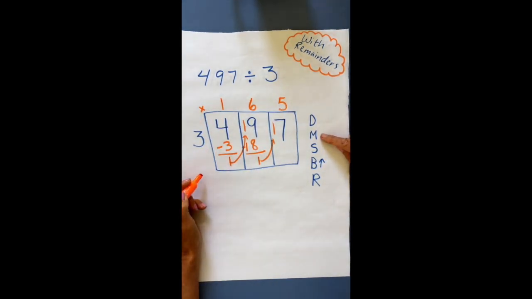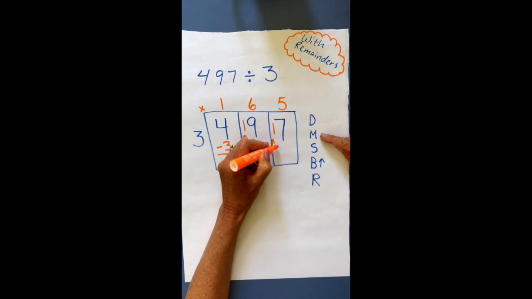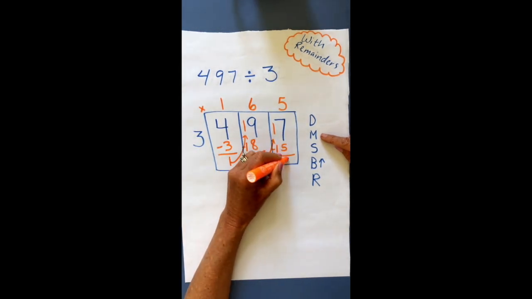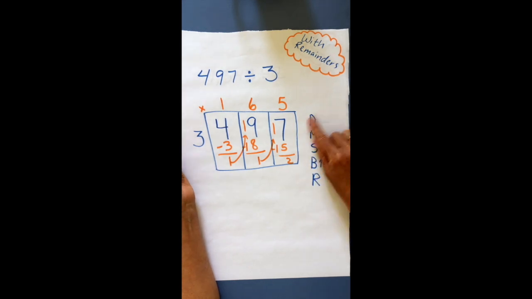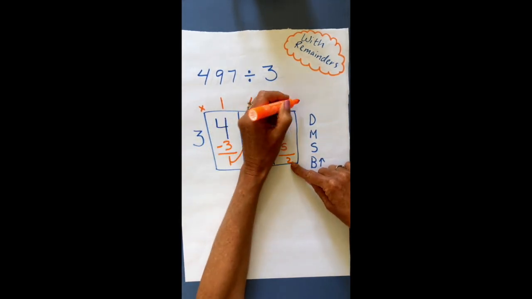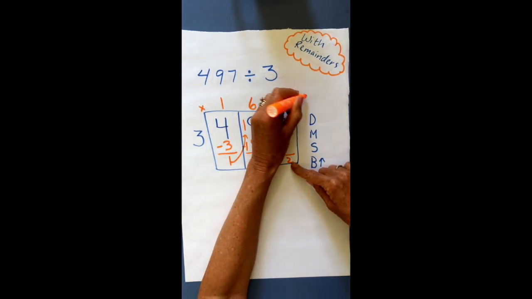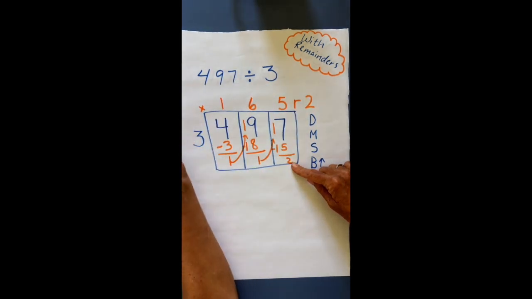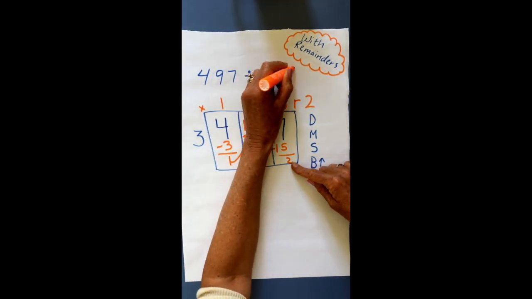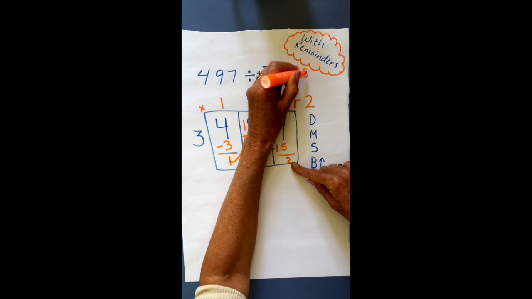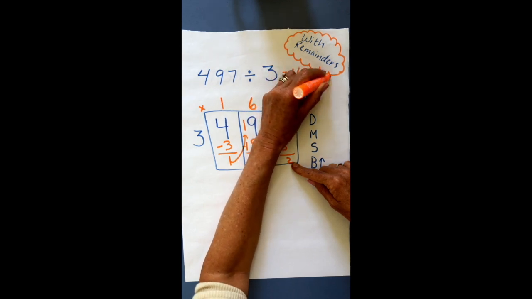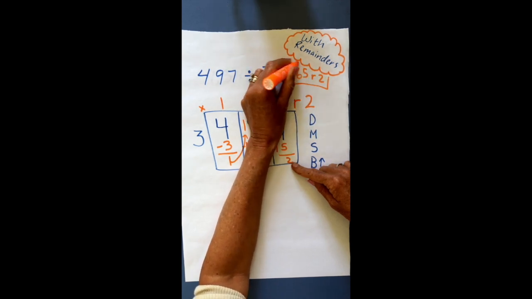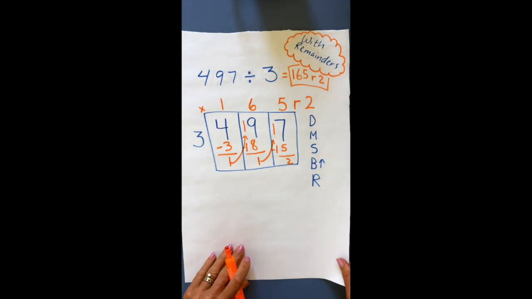Now I'm going to multiply. 5 times 3 is 15. And now I'm going to subtract, and I get 2. There's no other column here, so this must be my remainder, so I put R2. So the answer to this problem is 165 R2, remainder 2. Okay, last problem.